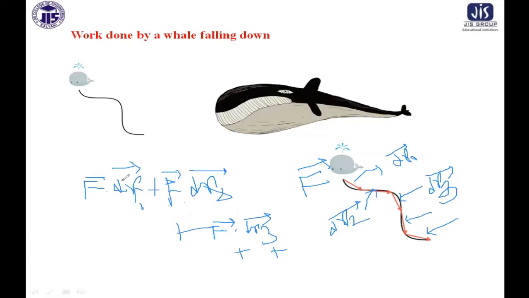So what is the total work done? It is a line integral. If this is the point A and this is the point B, then the total work done is basically the integral of F dot dr from the point A to the point B. So you will be doing a line integral to know how much work you will be doing as the whale falls down. So this is the way you can do it.